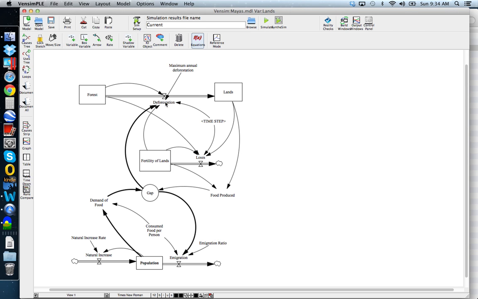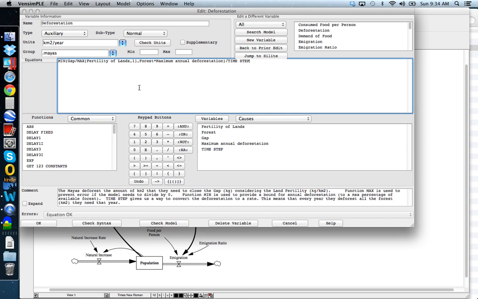So if we look now at deforestation, this is the conversion of land from forest to cultivated land. First of all, it's given in square kilometers per year. Okay, and let me go to the comment before we look at the equation. There's a little bit of an explanation here. The idea is that the Mayas deforest the amount of square kilometers that they need to close the gap in food, considering the fertility of the land.